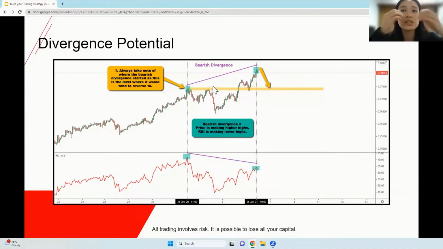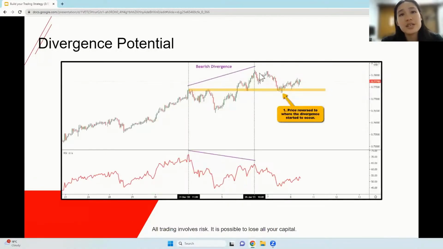So this is also basically a pullback, in this case to a support level, okay, because we see that price is expected to pull back to this same level here, pull back or retrace back to this level. And you can see that's exactly what happened here. Price reversed to where the divergence started to occur.